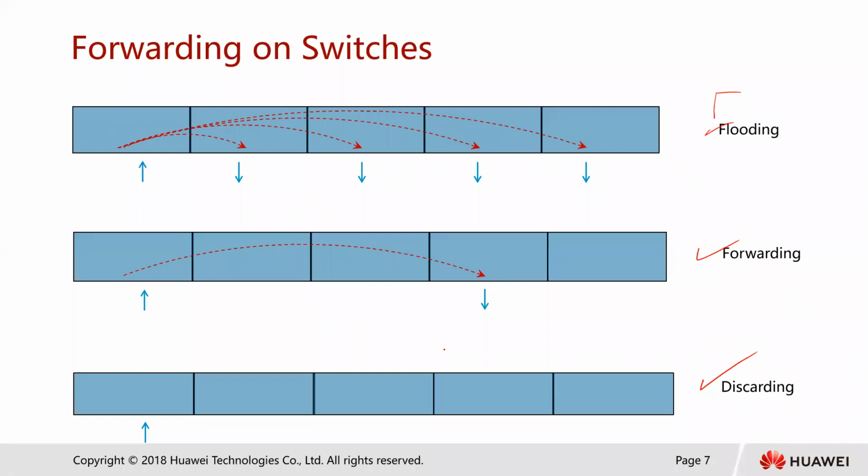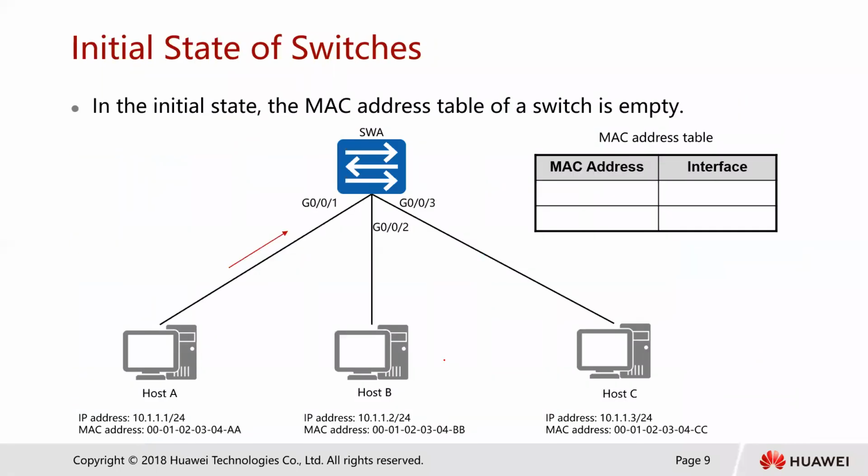So the basic working principles of switches are as follows. Upon receipt of a unicast frame, the switch searches the MAC address table for the destination MAC of the frame. If the MAC address cannot be found, the switch will flood the frame. But if the MAC address is found, the switch will forward the frame, provided the MAC address is not on the interface on which the frame was received. Otherwise, the switch will discard the frame.